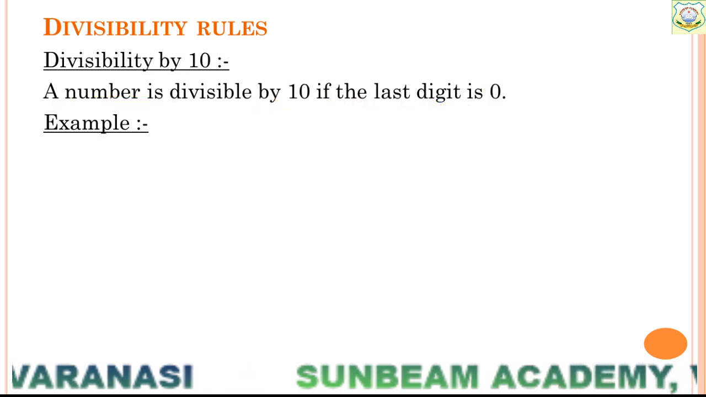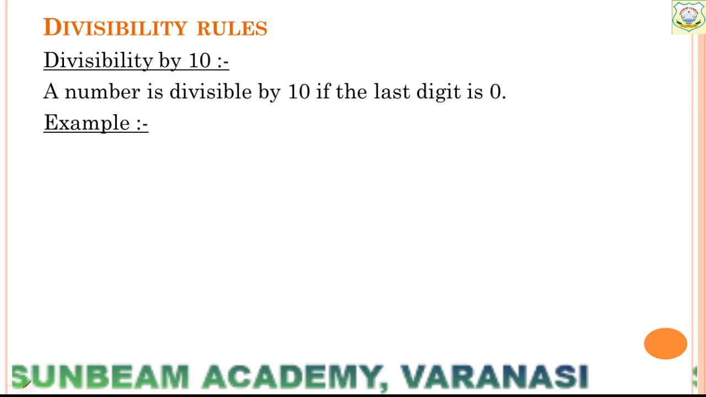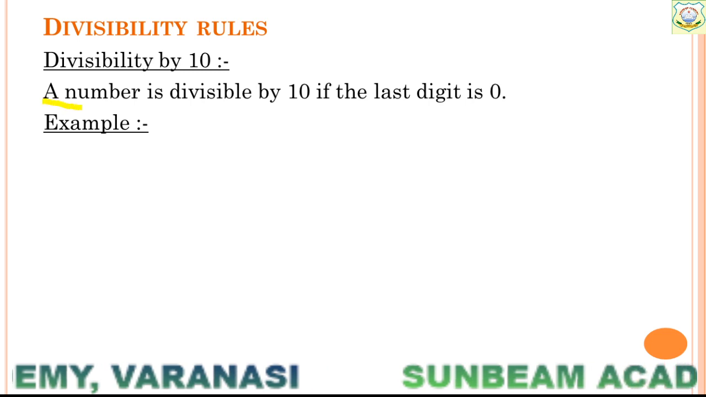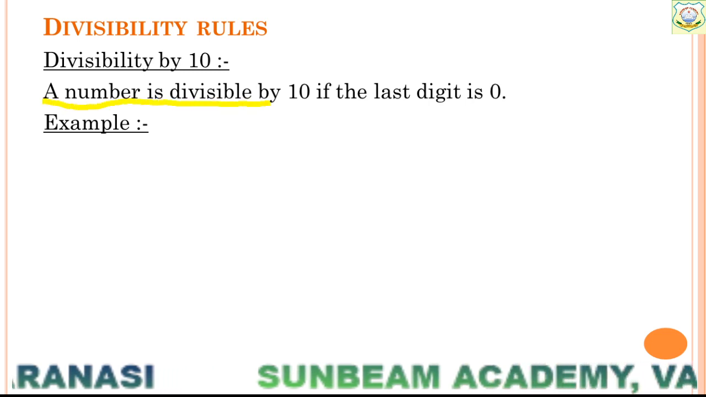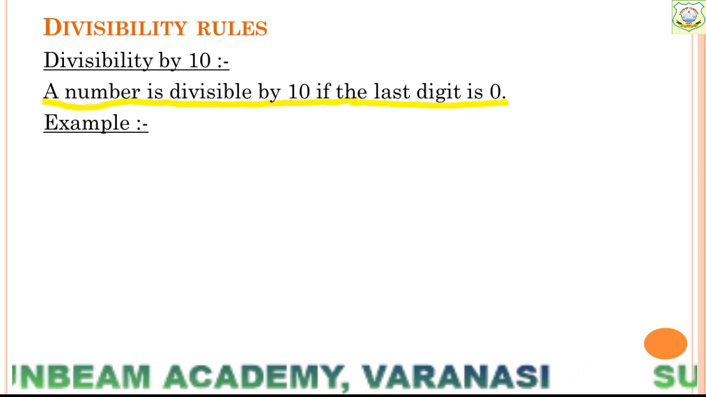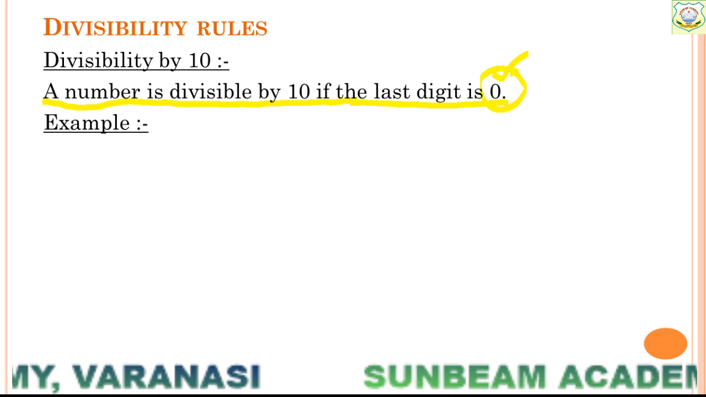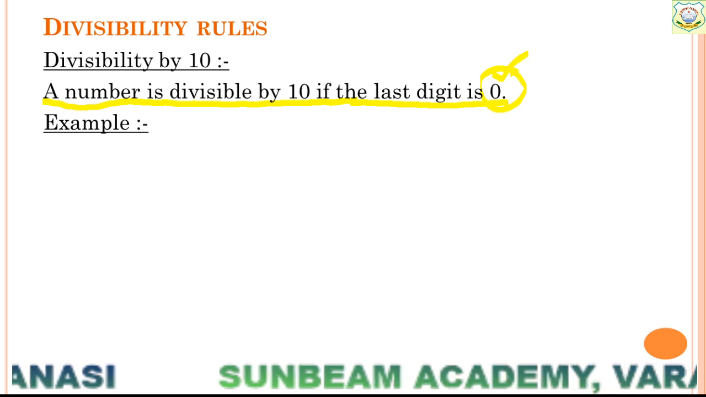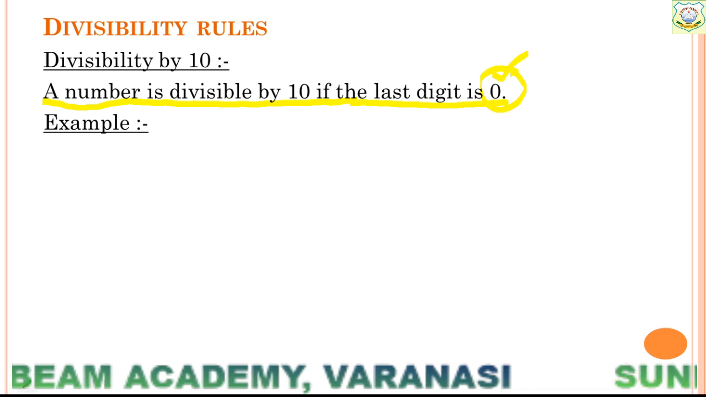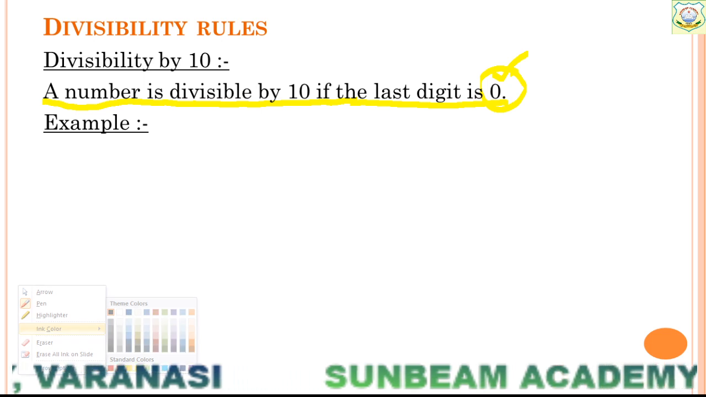Okay. Now divisibility by 10. So now let's read the definition first. A number is divisible by 10 if the last digit is 0. If a number is having 0, then only it is divisible by 10, right? So now let's take some examples to understand. I know that you have understood, you can do it.